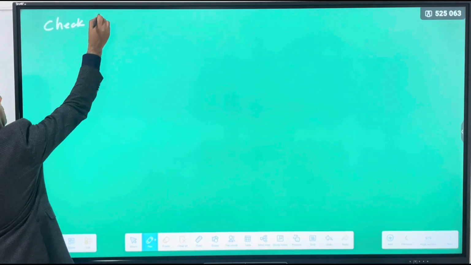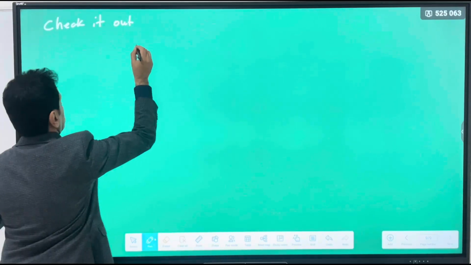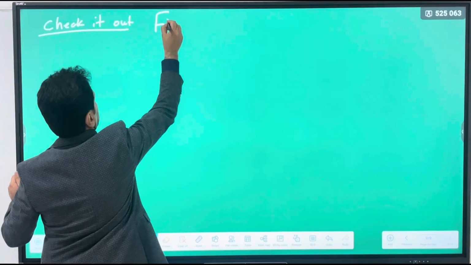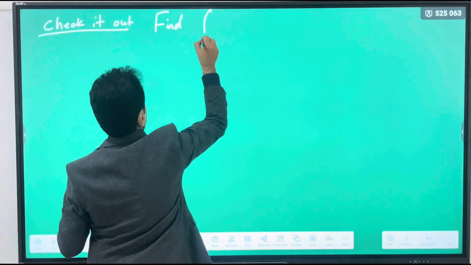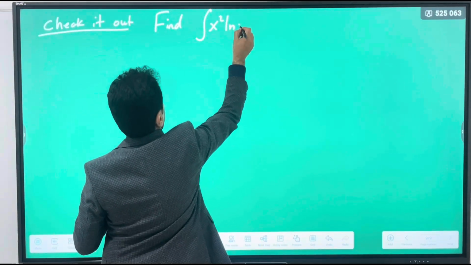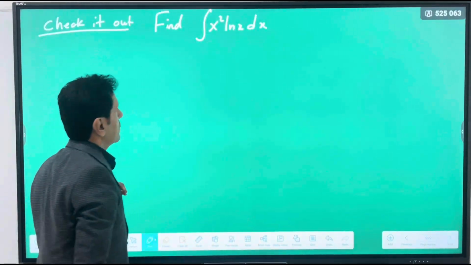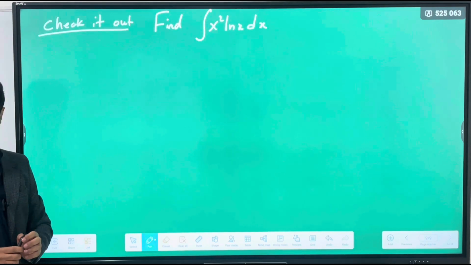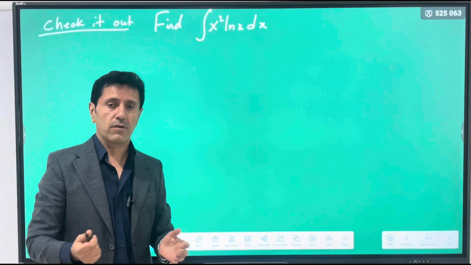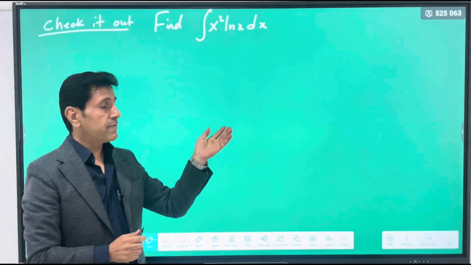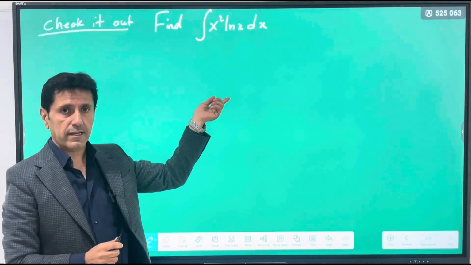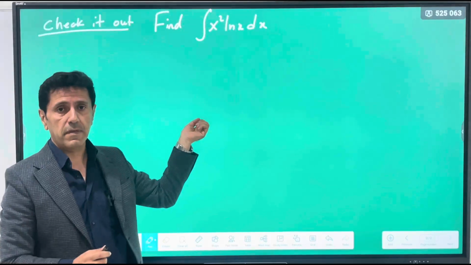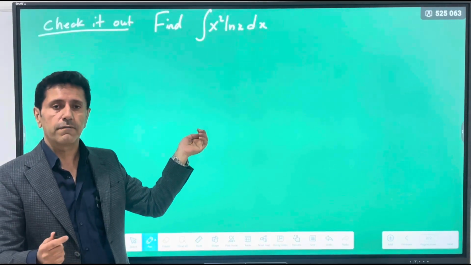Check it out. It tells us: find the integral of x squared ln x dx. Okay, guys, to solve this, first step, you have to choose u and dv. Okay, it's clear that the derivative of ln x is going to be 1 over x. It's less complicated than it. And the integral of x squared is going to be x to the power 3 over 3.